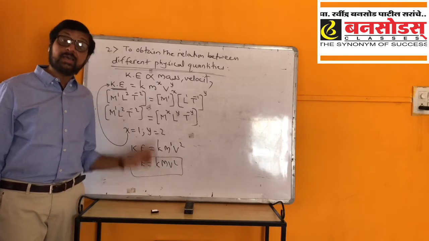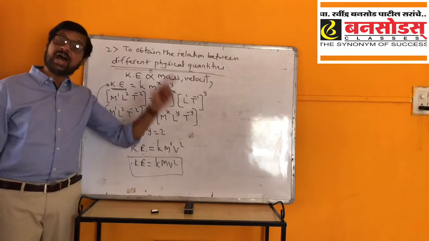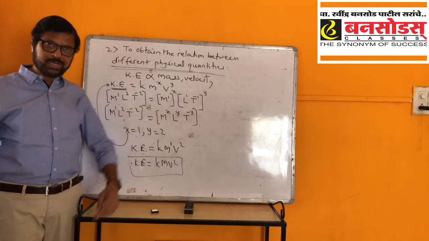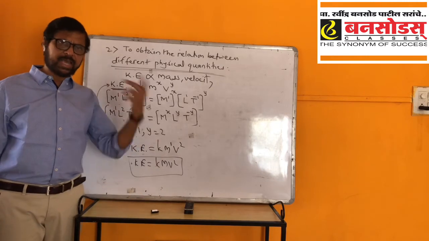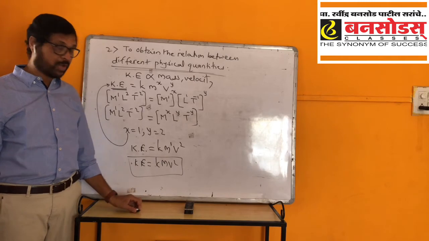Value of K experimentally comes out to 1 by 2. So kinetic energy is half m v square. But you don't need to write that. You can simply say that K can be found by experiment. So kinetic energy is K m v square.